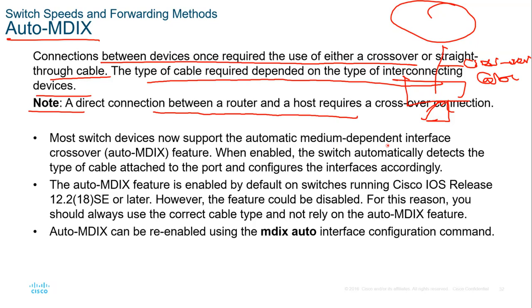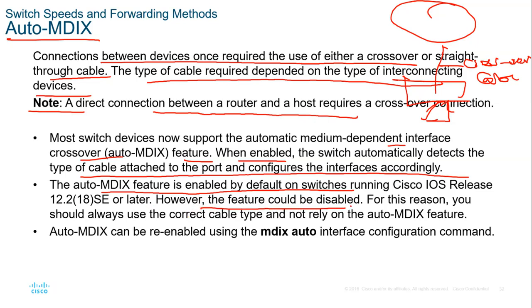Most switches now support the automatic medium-dependent interface crossover feature. When enabled, the switch automatically detects the type of cable attached to the port and configures that interface accordingly. The auto-MDIX feature is enabled by default on switches running Cisco IOS Release 12.2(18) and later. However, the feature could be disabled.